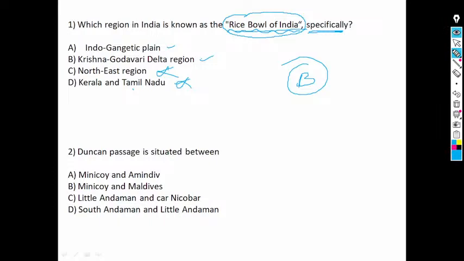Next, Duncan Passage is situated between Minicoy and Amindive Island, Minicoy and Maldives, Little Andaman and Car Nicobar, or South Andaman and Little Andaman. Duncan Passage is mainly located in between South Andaman and Little Andaman particularly. Answer is your D for Delhi.